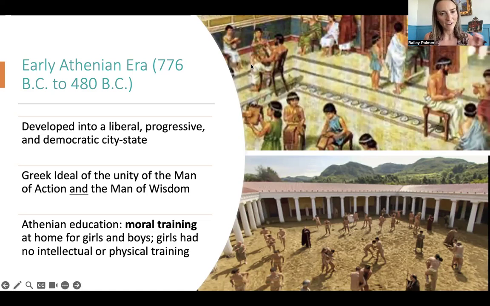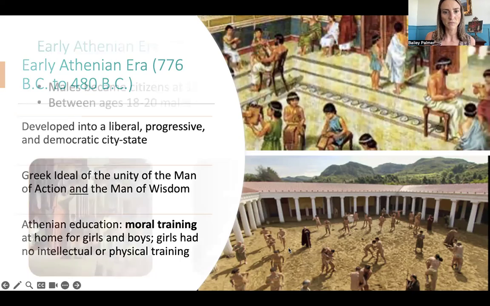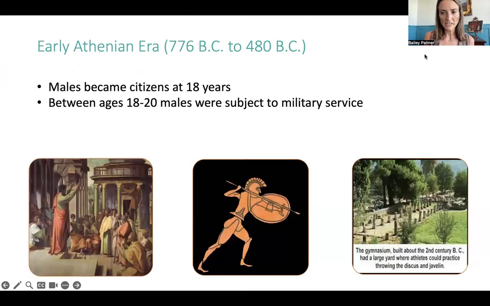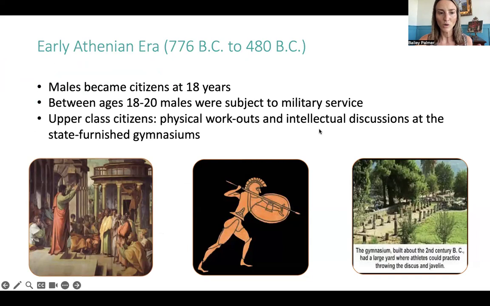It does say girls had very little intellectual or physical training, which is very dissimilar from the Spartans, where the girls did do training. In the Athenian era, the females did not have a lot of training. It was mainly focused on the boys, the men. Also, a difference is the males were able to become citizens at age 18 in Athens, compared to Sparta, where they weren't able to become a citizen until age 30. The males were subject to military service early on and only for a shorter time frame, from age 18 to 20.